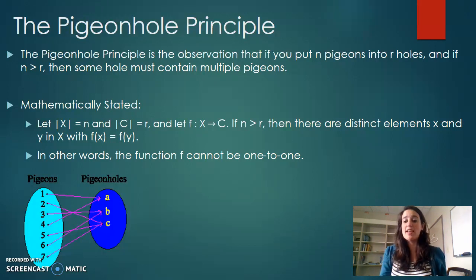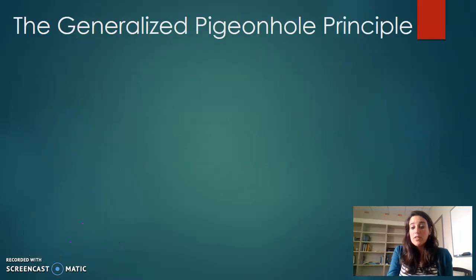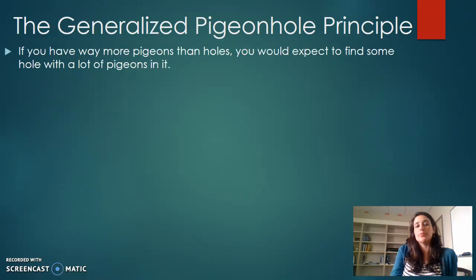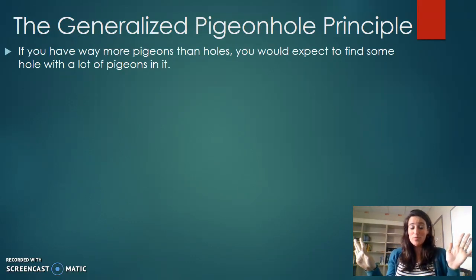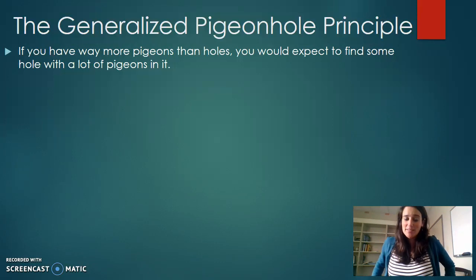In other words, we're saying this function cannot be one-to-one. The generalized pigeonhole principle: if you have way more pigeons than holes, you would expect to find some hole with a lot of pigeons in it.